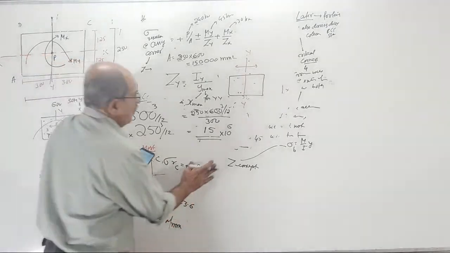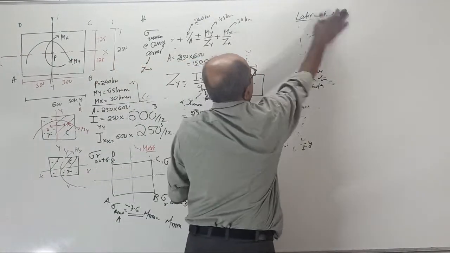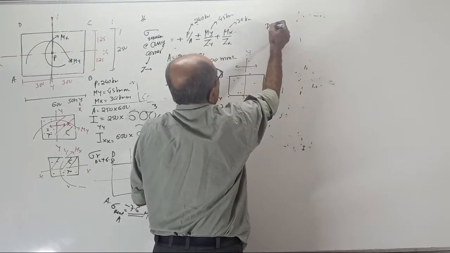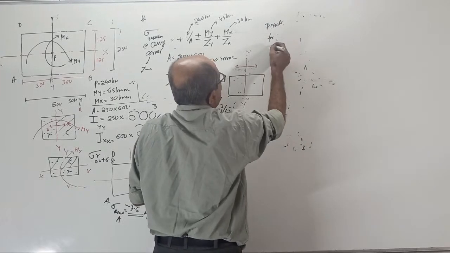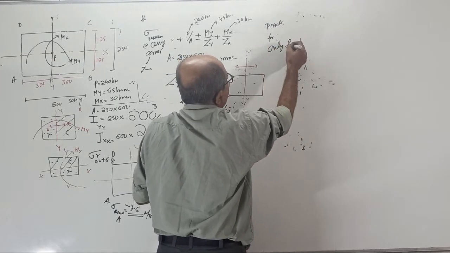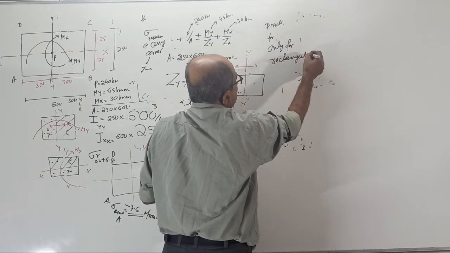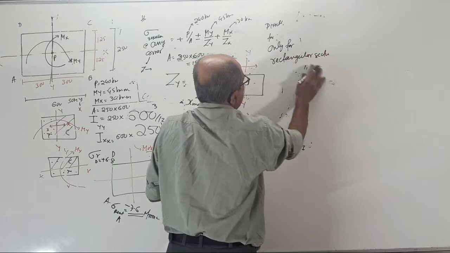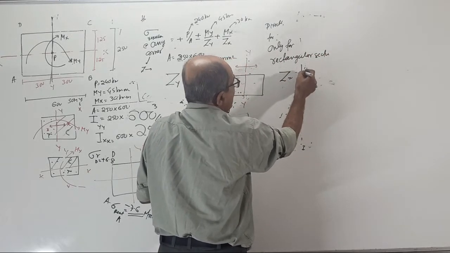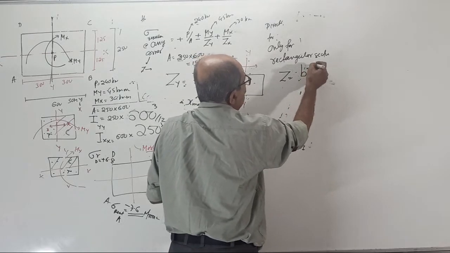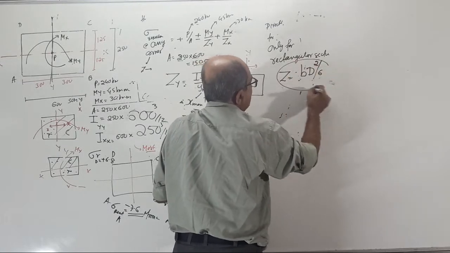Okay, 15. Now, or you can do one thing directly. You can write only for rectangular section, your Z will be equal to b into d cube by... actually bd square by 6. Why? You can make a note.